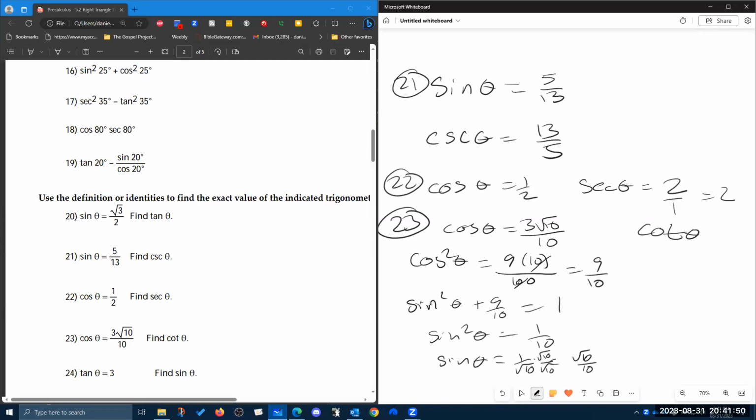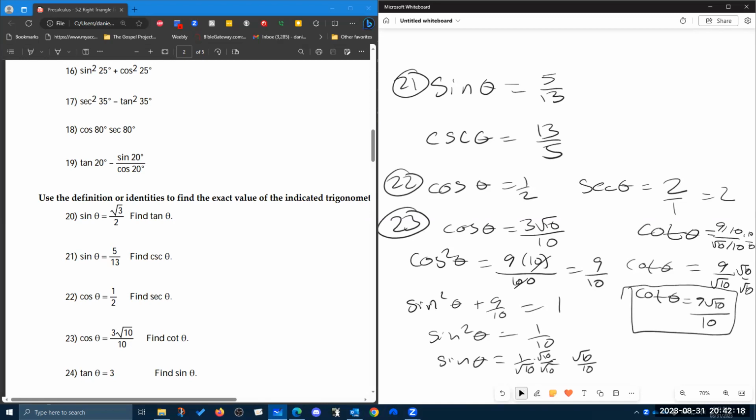So cotangent is going to be cosine over sine, multiplied by 10/10. And I get that cotangent theta is 9/√10. And I'm going to rationalize. And I get that cotangent of theta is equal to 9√10/10. That was number 23.